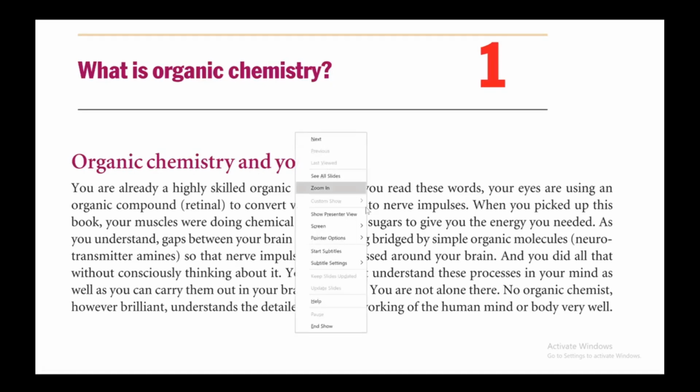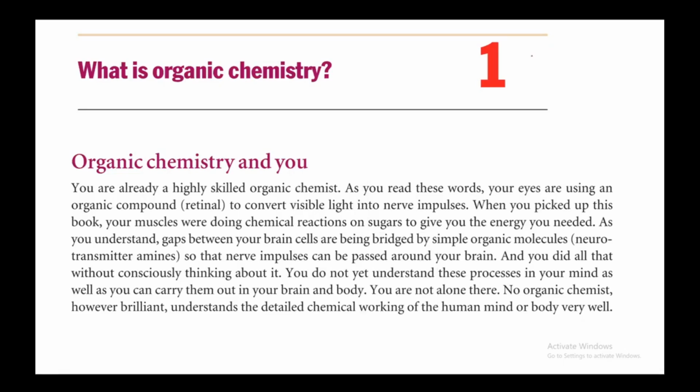Okay, so next is organic chemistry and you. This is the first topic of chapter 1 of the book of organic chemistry written by Clayden and co-authors. So the topic is organic chemistry and you. You are already a highly skilled organic chemist. As you read these words, your eyes are using an organic compound. Okay, so there's an organic compound present in your eyes.